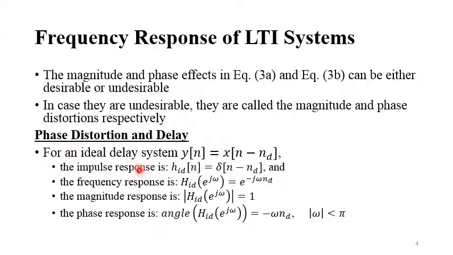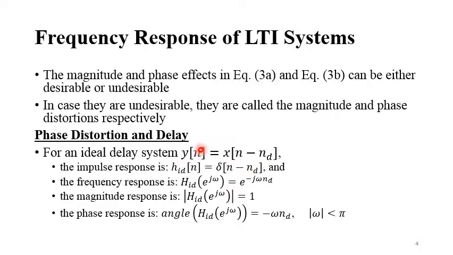So let's consider an ideal delay system. You understand what an ideal delay system is? An ideal delay system is a system that will delay the input signal by some specified amount. Because we are in the discrete domain, it can delay it by a factor of 1, 2, 3 and so on, right? So in general we represent the delay by nd. Whatever you give as input, the output is a delayed version of that input, and the amount of delay is equal to nd.